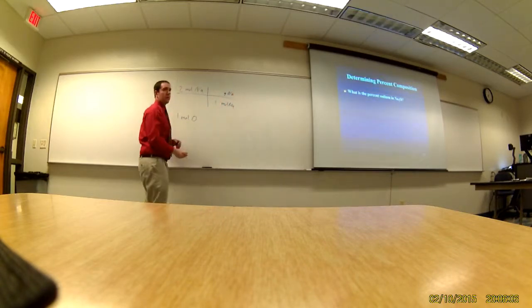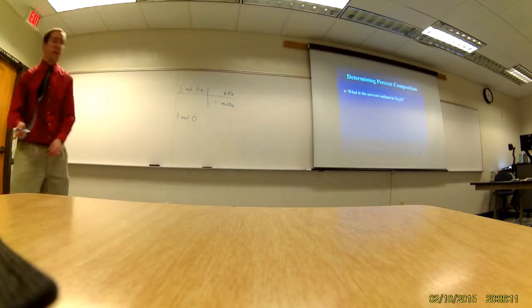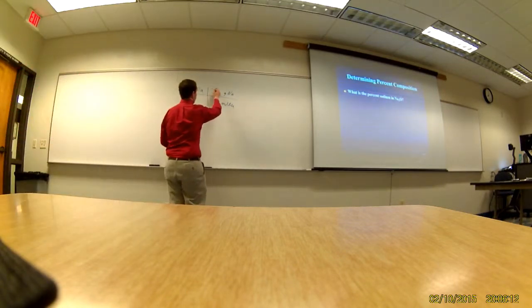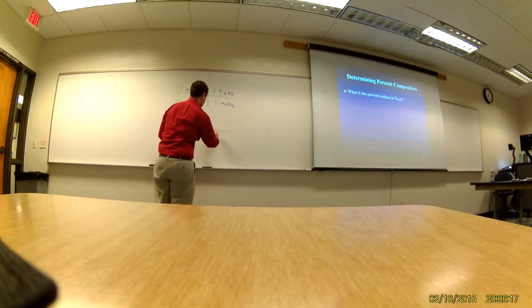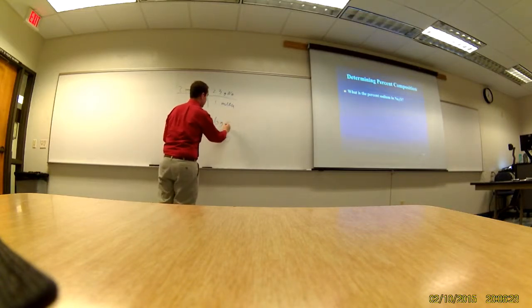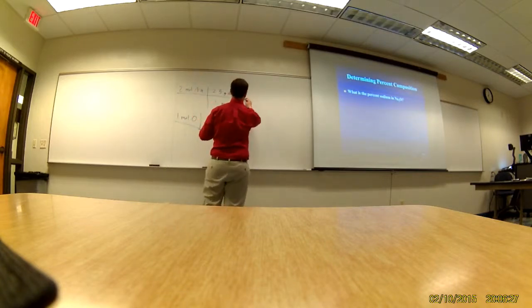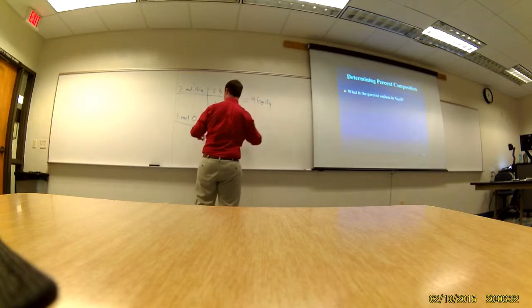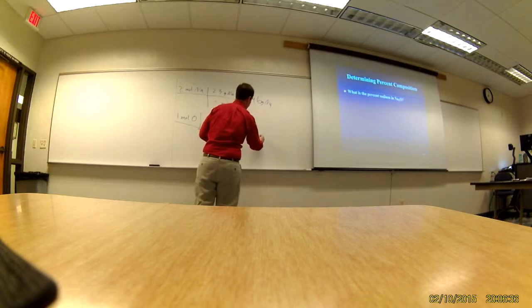Let's do 1 mole sodium. 1 mole of sodium weighs 23. And we have 1 mole of oxygen weighs 16. So this becomes 46 grams of sodium, and this becomes 16 grams of oxygen.